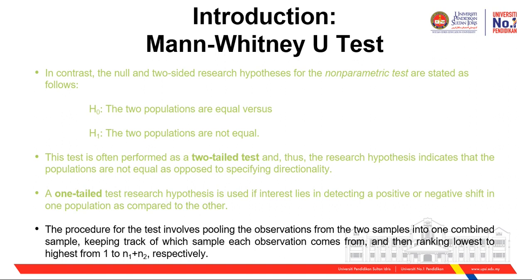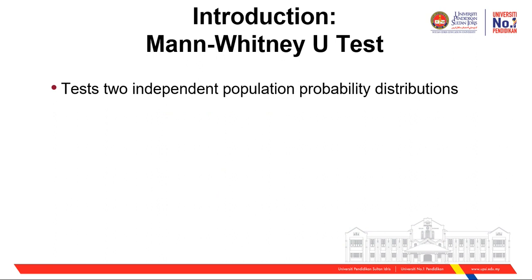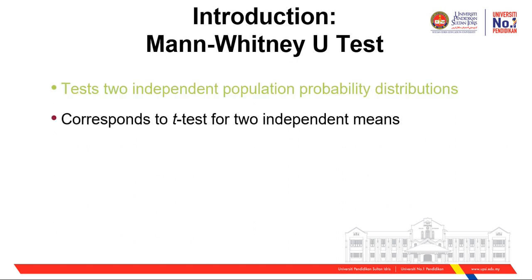The basic procedure for this test is based on rank. You combine the two samples and then give ranks from lowest to highest for both N1 and N2. As a summary, the Mann-Whitney U test tests two independent population probability distributions. Compared to the parametric tests, it corresponds to the t-test for two independent means.